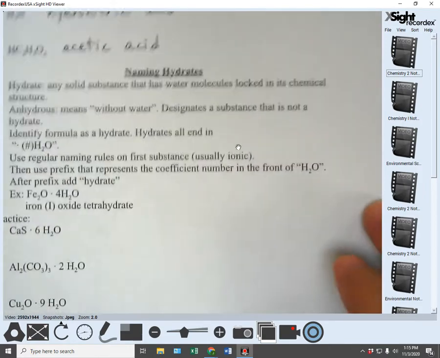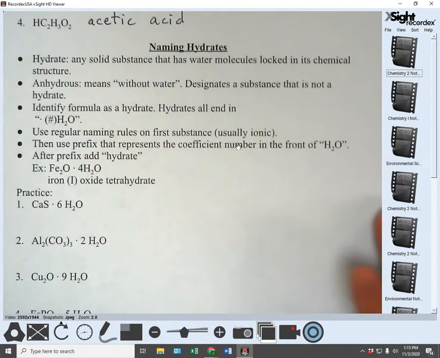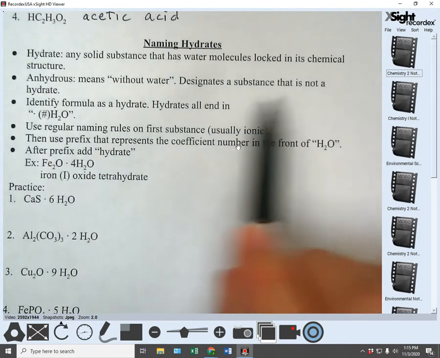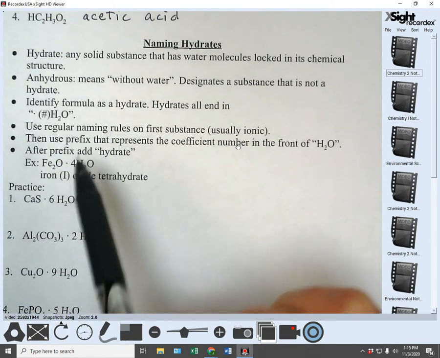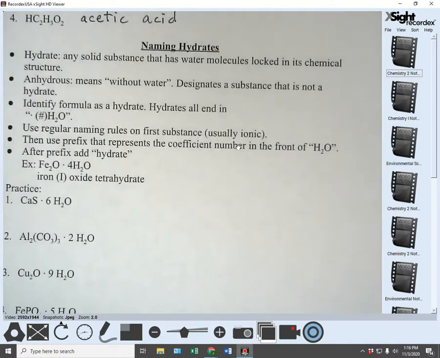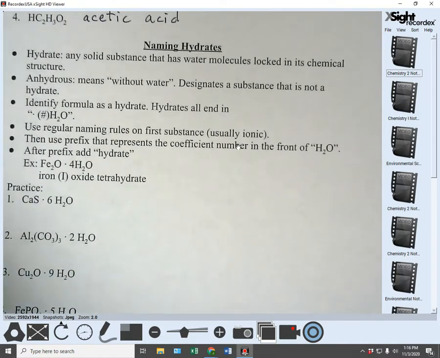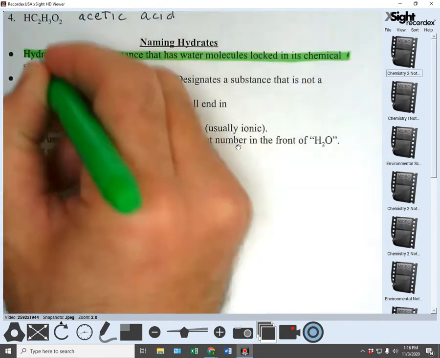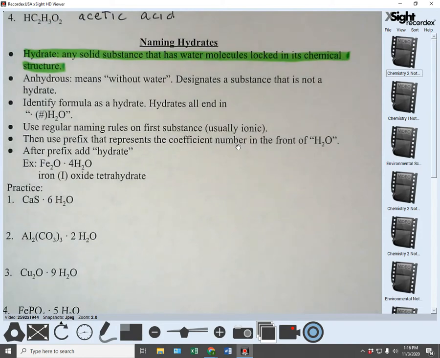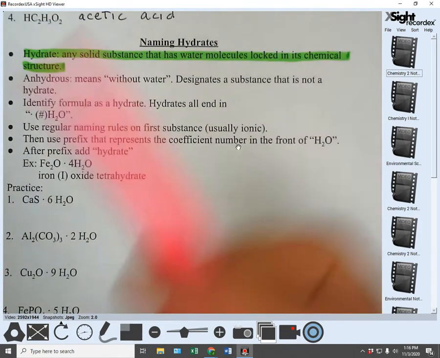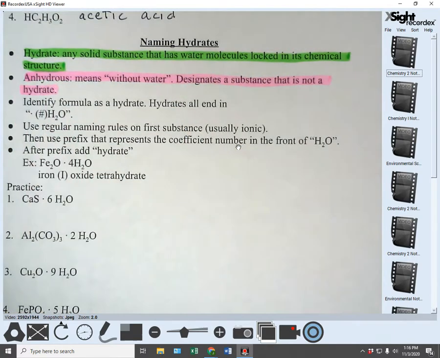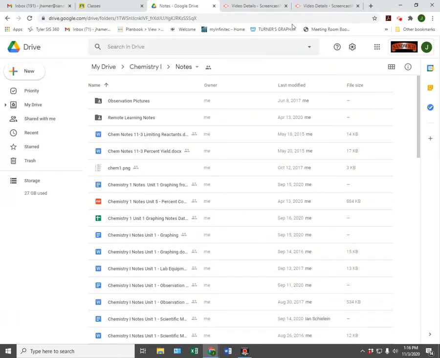Second sort of specific category is hydrates. A hydrate is any solid substance that has water molecules locked in its chemical structure. So this is one definition of a hydrate. Okay. Then there's a second definition here, which is the definition of anhydrous. Anhydrous means without water. It designates a substance that is not a hydrate. Okay, it does not have water locked in its chemical structure. Now I'm going to pause this for a second.